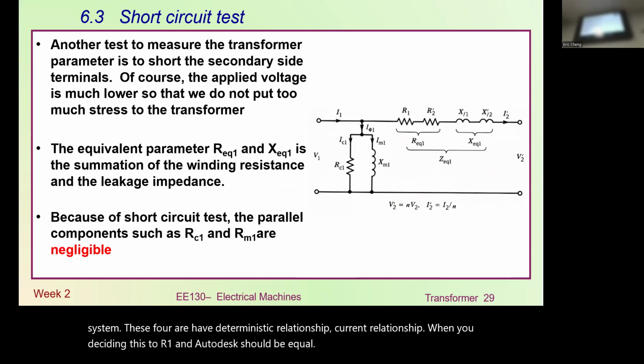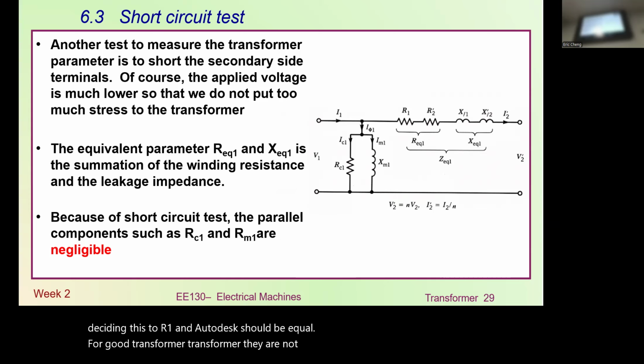But for a lousy transformer, they are not, right? That's good enough. So even though for these two components, they are equal, that means if you calculate the R component and X component, divided by 2, then that would be the R1. Okay.